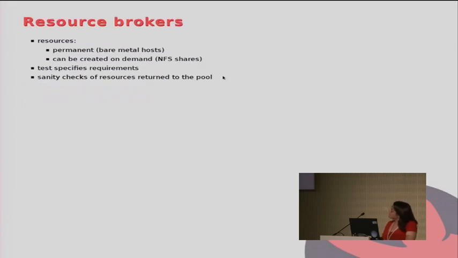So what we do for getting resources, we call it resource brokers, and you actually have two types of resources. Some of them you can just create on demand to some level, like VMs or NFS shares or iSCSI shares. Some of them you just have a pool, nothing else you can do. For example, bare metal hosts. And of course, when you have bare metal hosts, not all of them are the same. So your test has to specify that it needs one host with such setup, another one with another.